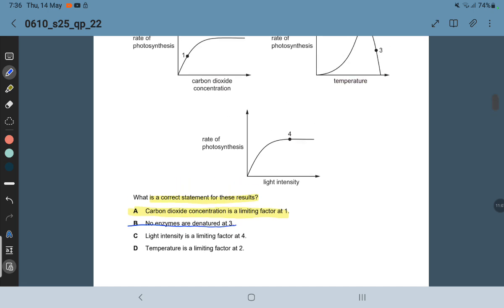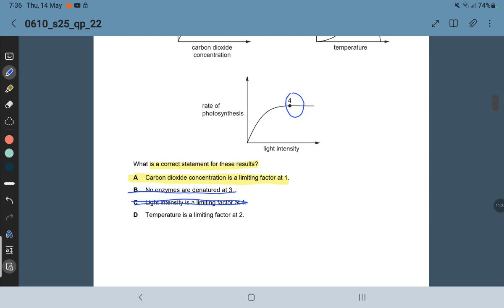Choice C says light intensity is the limiting factor at 4. No, as the graph levels off, light intensity is no longer a limiting factor. Maybe temperature or carbon dioxide concentration is the limiting factor. So C is incorrect. And this was repeated many times in Paper 4 in 2016, 2020, 2023, in the May, June and November variants. They are really repeated in these exams.